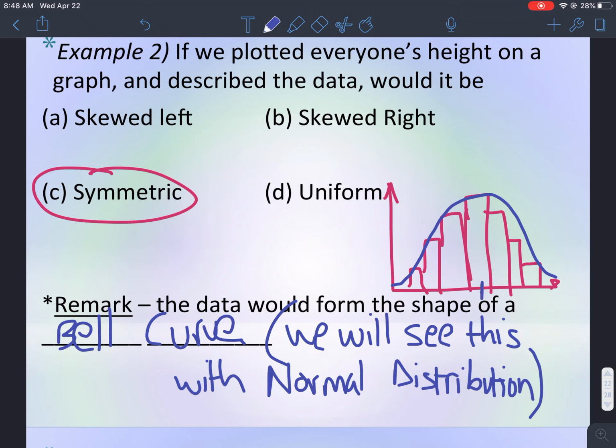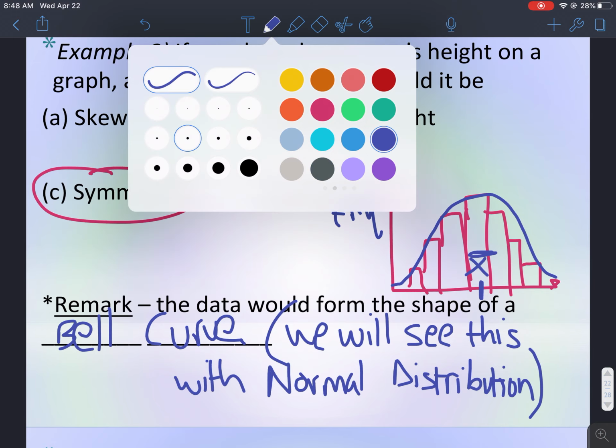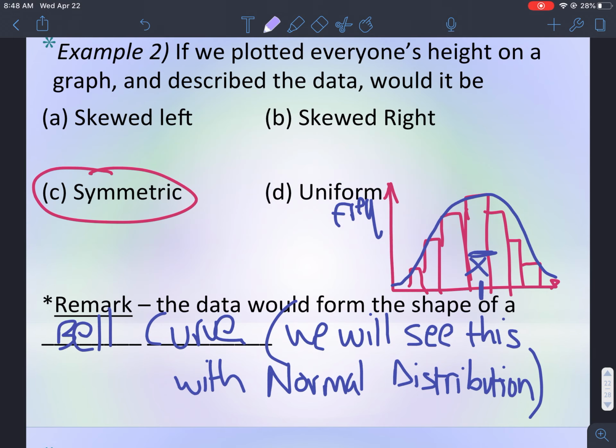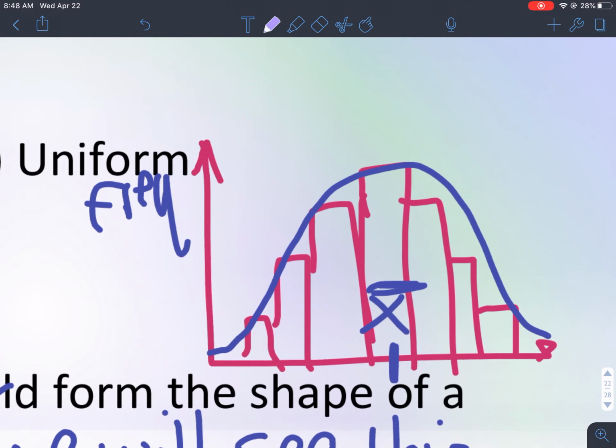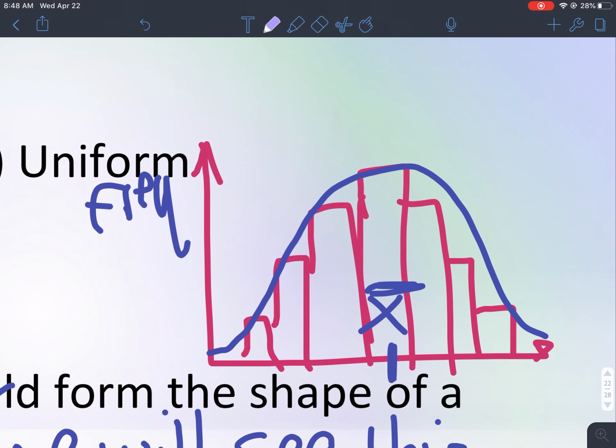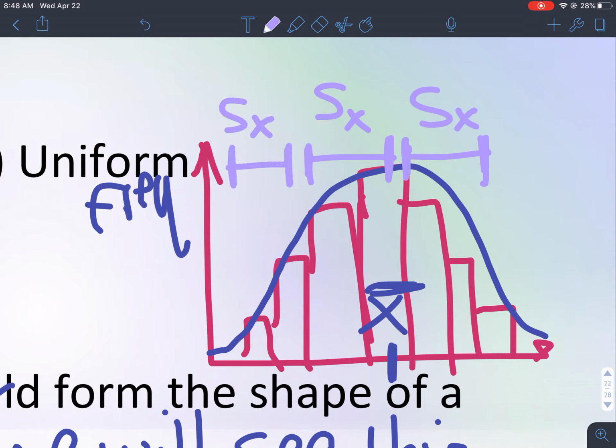Okay, right in the middle would be our average height, x bar. This is frequency. And then, why are we talking about standard deviation along with this curve? Well, standard deviation is going to be a measure of how spread out the data is. So that's going to be one standard deviation. That's going to be another. So it's the distance from the mean.